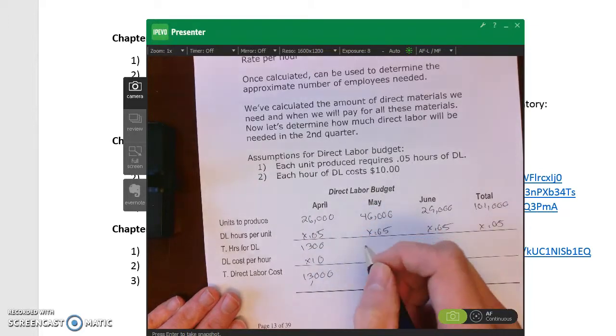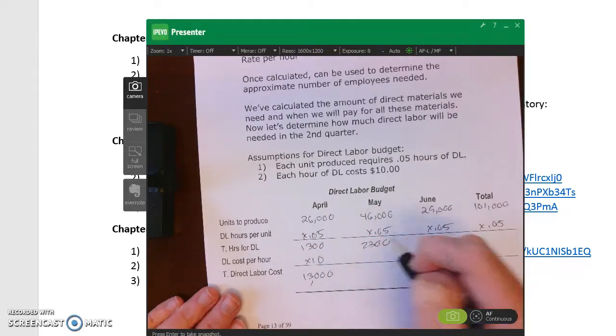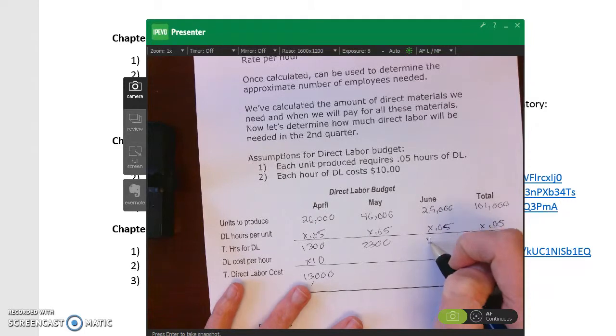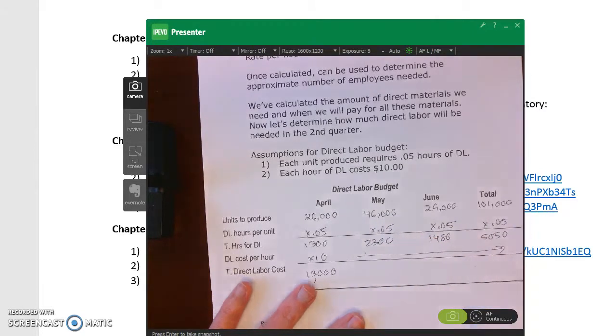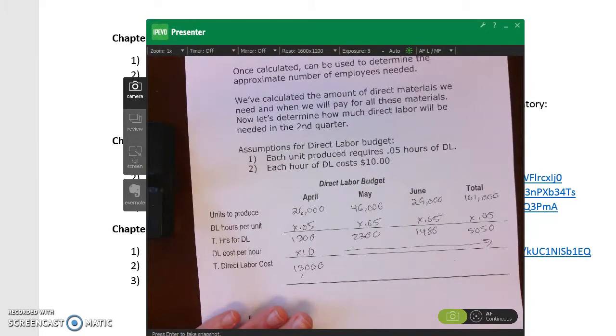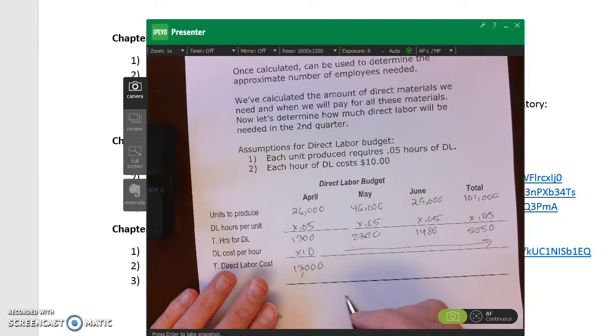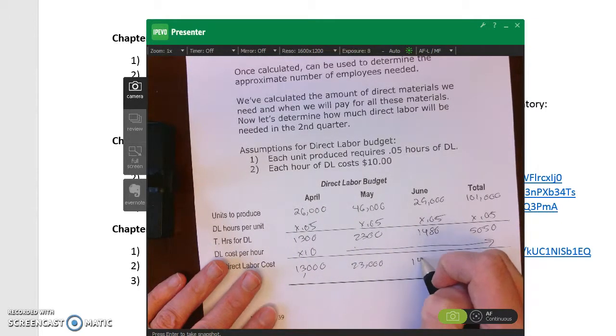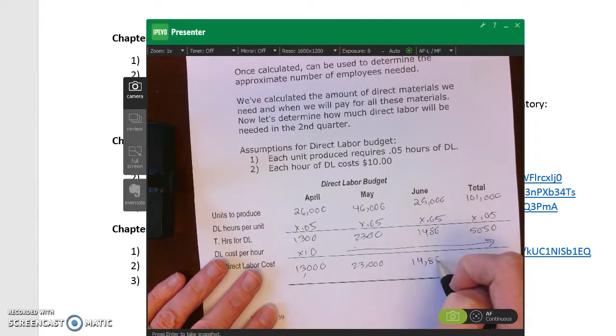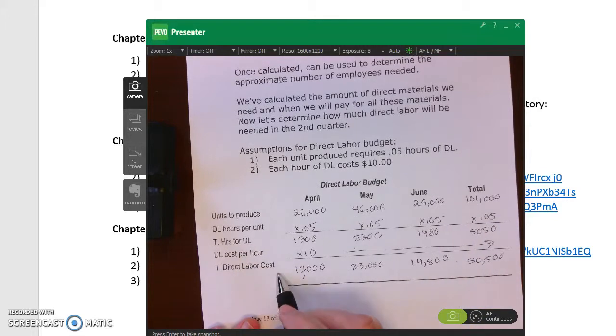And you multiply it out, you get 2,300 here, and then you get your 1,480, and then you get your 5,050, and then you multiply it times 10 across the board, right, to get the total for direct labor, which is going to give us our 23,000 here, our 14,800 here, and then our 50,500 there. That's our labor cost. These are the hours. This is the labor cost.